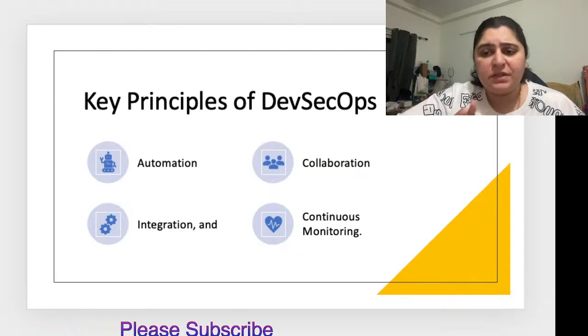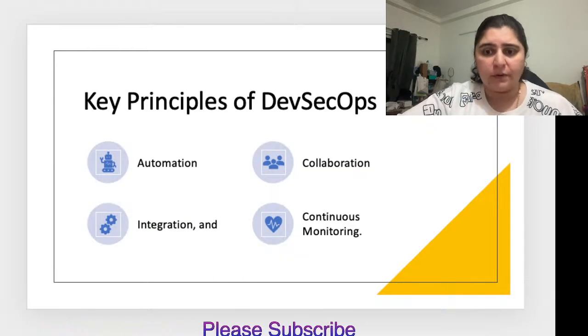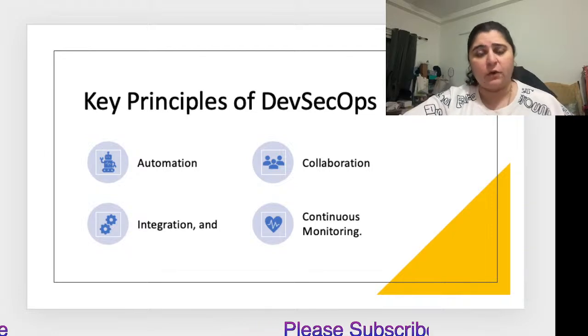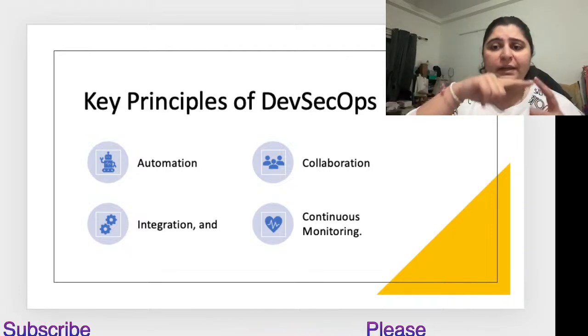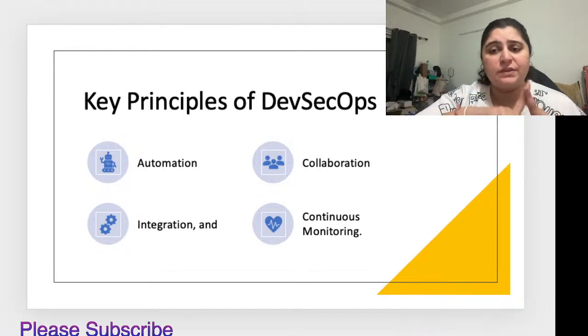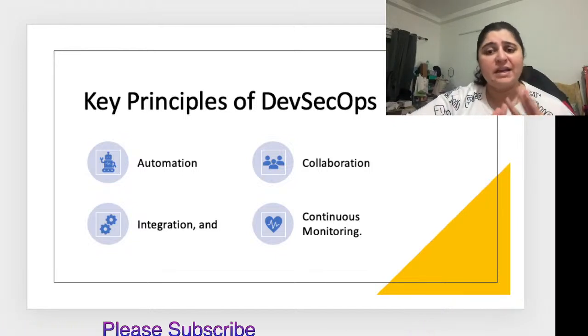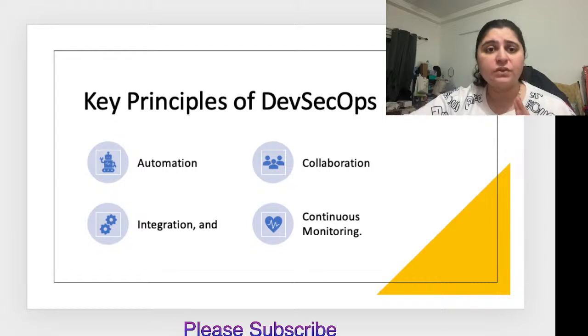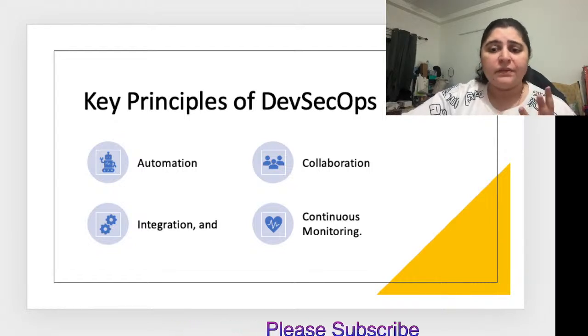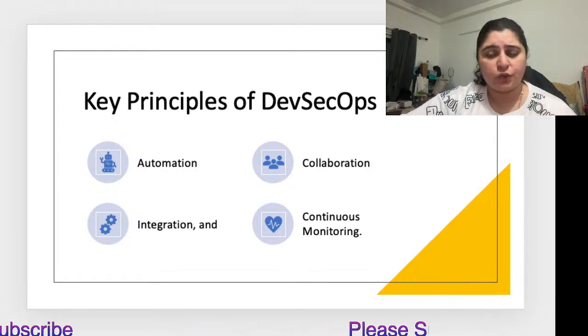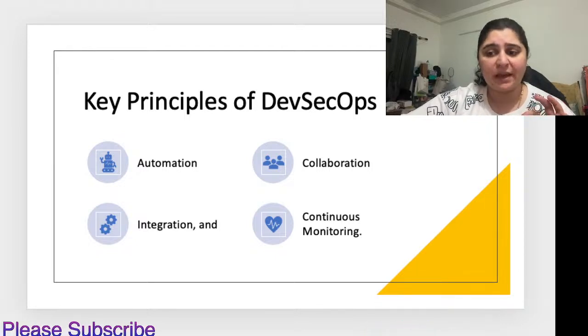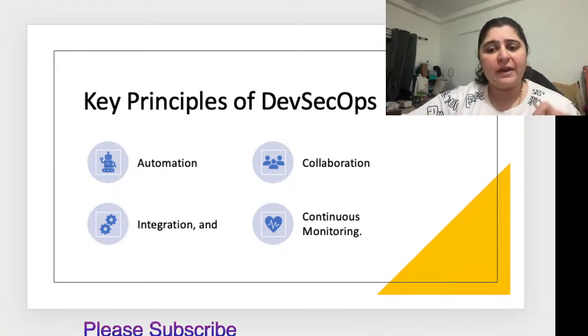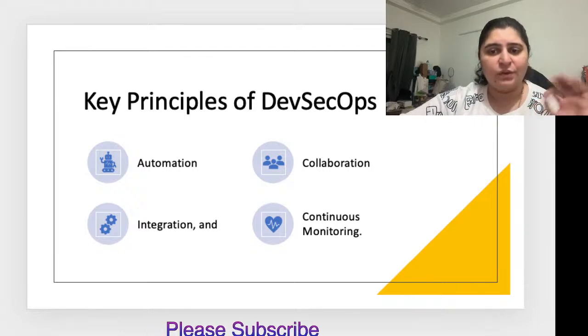What are the key principles of DevSecOps? So the key principles of DevSecOps are four. One is automation, two is collaboration, three is integration, and four is continuous monitoring. These principles basically ensure that security is an integral part of every development stage.